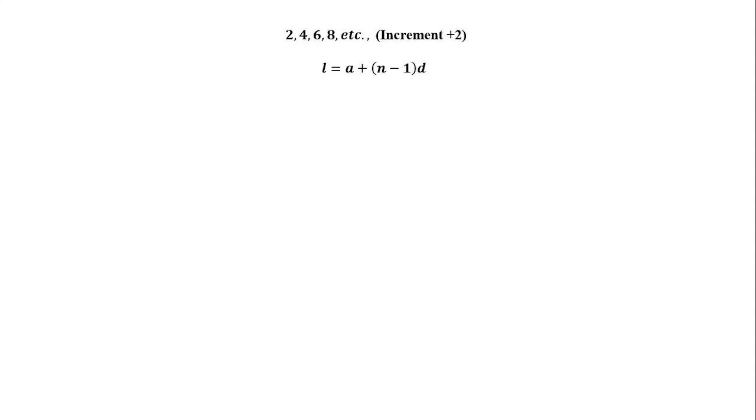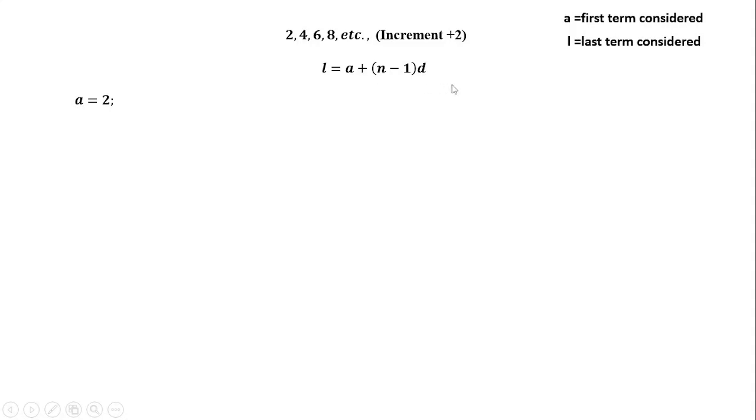Here, for arithmetic progression, we have the formula L is equal to A plus (N minus 1) into D, which is the formula for the arithmetic progression. Here, the terms are L, A, N, D. What is the meaning of those? The A means the first term considered. According to our sequence, 2, 4, 6, 8 are available. Here what is the first term? 2 is the first term. A is the first term.